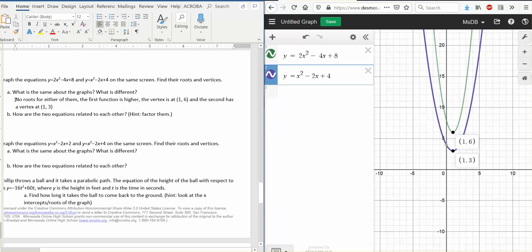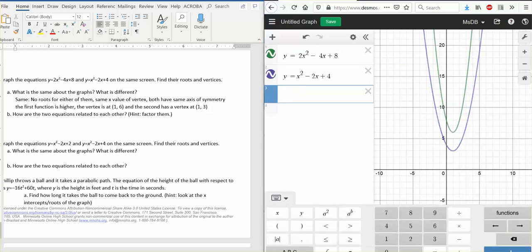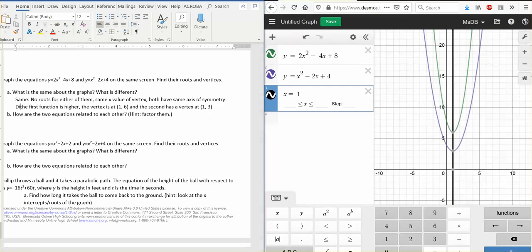Here's another way that they're the same. One thing that they're the same is that there's no roots for them. Another thing that is the same is that they both have the same x value of the vertex. And that means that they both have the same axis of symmetry, because the x value of the vertex does tell you what the axis of symmetry would be. The axis of symmetry would be at x equals 1. It would be that line that goes right through both of them. And they're different because one of them has been translated higher.